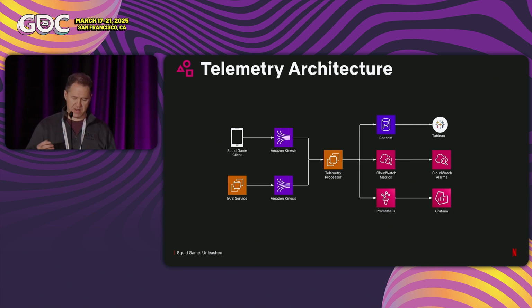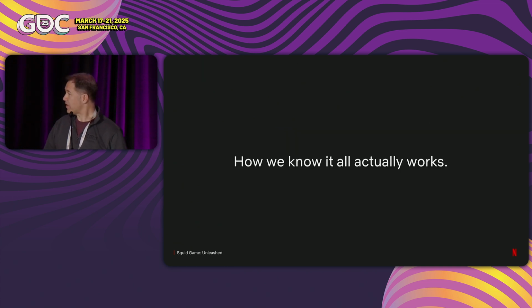Data to be analyzed offline gets sent to Redshift. We then have Tableau dashboards and reports on that data. Important operational data is then sent through CloudWatch metrics, which then have CloudWatch alarms connected to them. We have PagerDuty and Slack messages watching for those alarms. Data intended for real-time dashboards is sent to Grafana via Prometheus. And this data pipeline is key to our understanding of how, or if, our game is actually working.